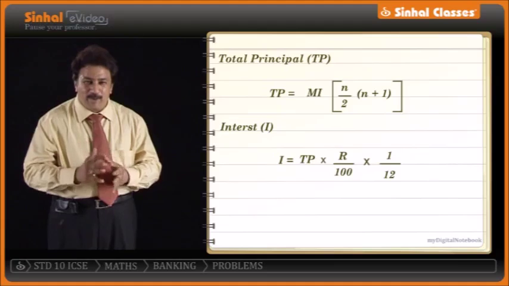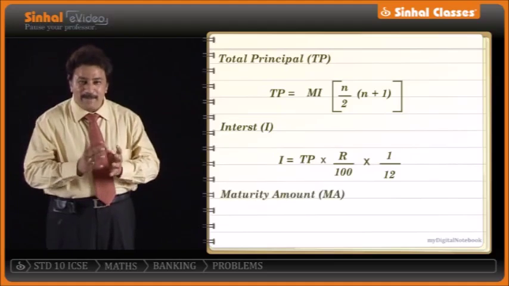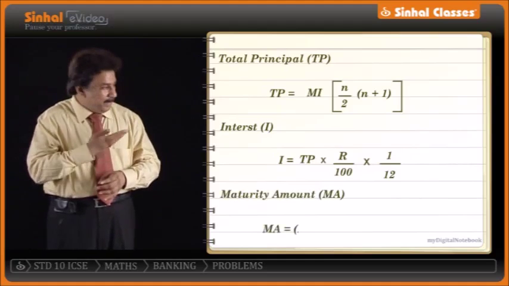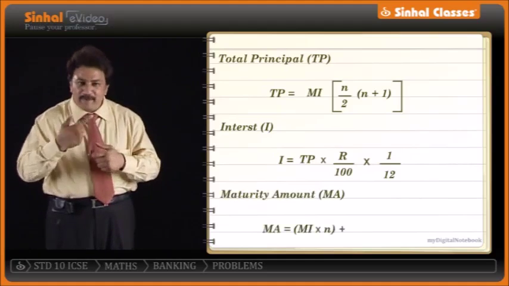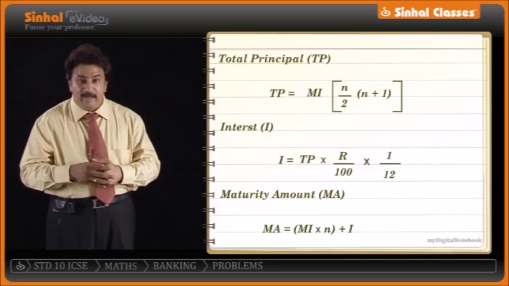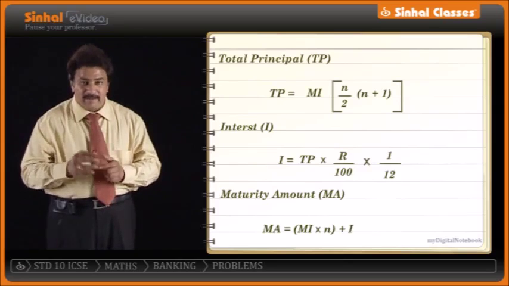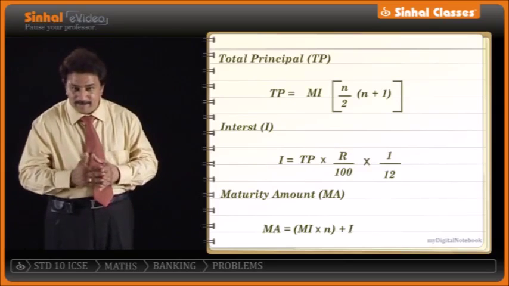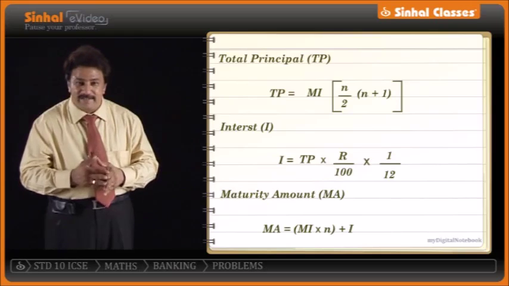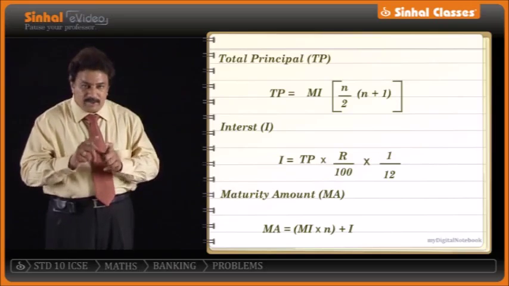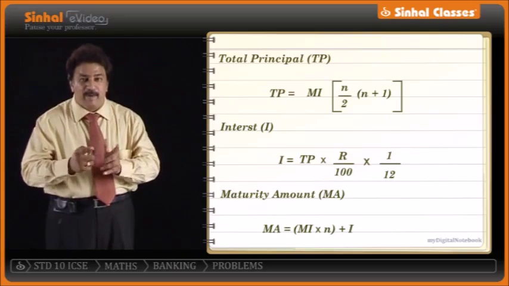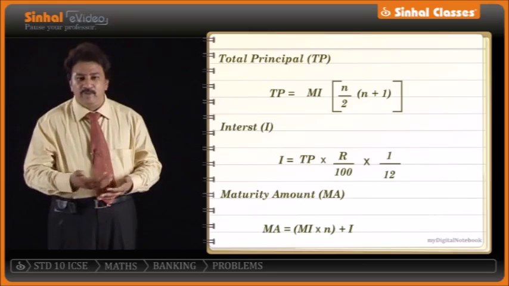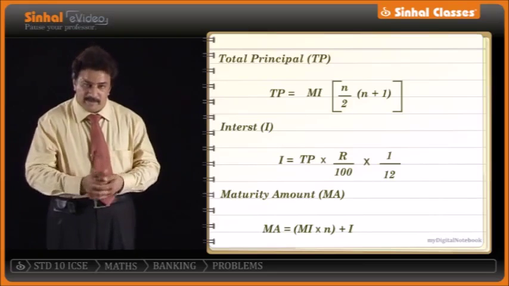And the last, the most important thing is the maturity amount. What will be the maturity amount given by the bank? The maturity amount is equal to monthly installment into number of months. Whatever monthly installment you have given to the bank into number of times you have gone to the bank, that is your money. You'll be getting it. Plus what? You want something more or not? That more is nothing but interest. So what's the conclusion now? Maturity amount is equal to monthly installment into number of months plus interest. Now these are all the three formulas which we are going to use in this sum to find the maturity amount.